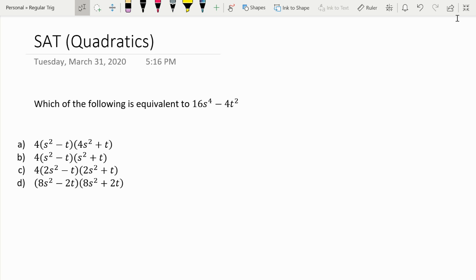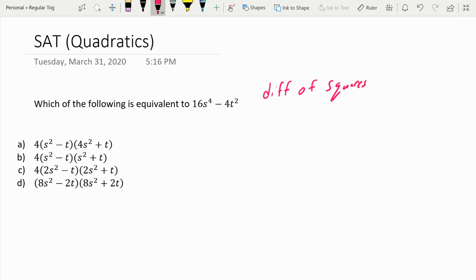All right, so let's look at another SAT type problem. We're gonna do one easy one and one really, really tough one. This easy one: which of the following is equivalent to 16s to the fourth minus 4t squared? Well, I'm hoping that you guys notice that these things are a difference of squares.